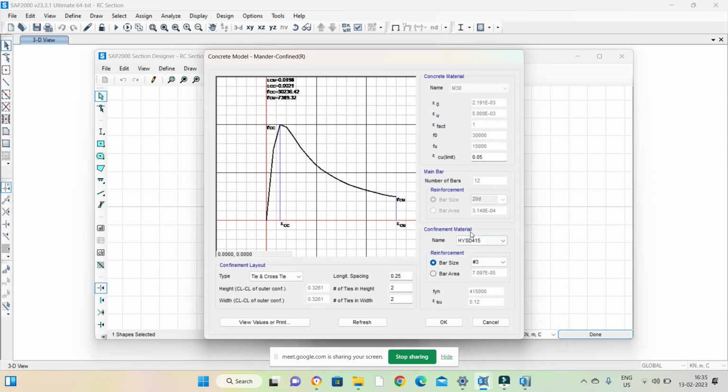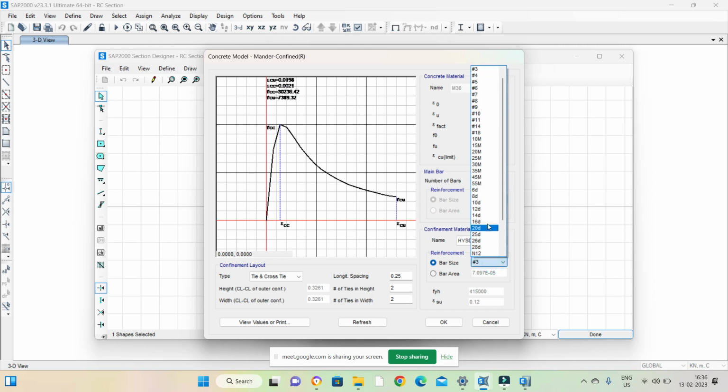So here you can see confinement material. This is regarding the lateral ties, or stirrups in case of beam. This is the material you can specify for the stirrups if you have the grading of the steel different than the main steel. So from this drop down menu you can select. Then here you can decide the bar diameter for the lateral ties or stirrups.